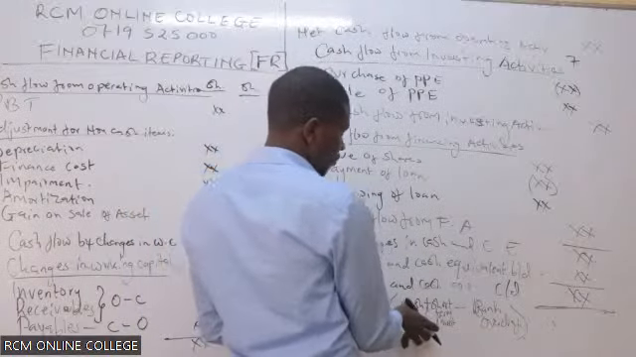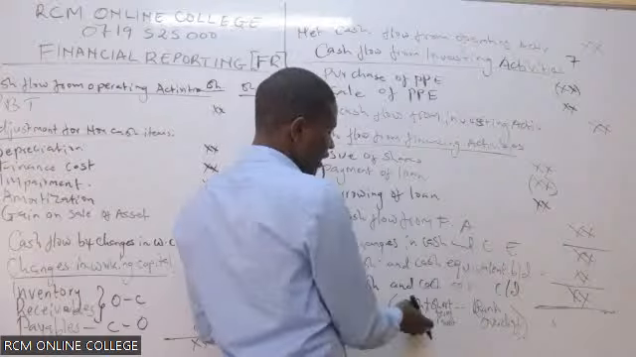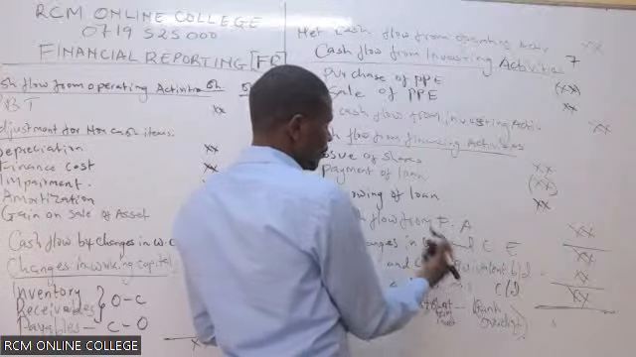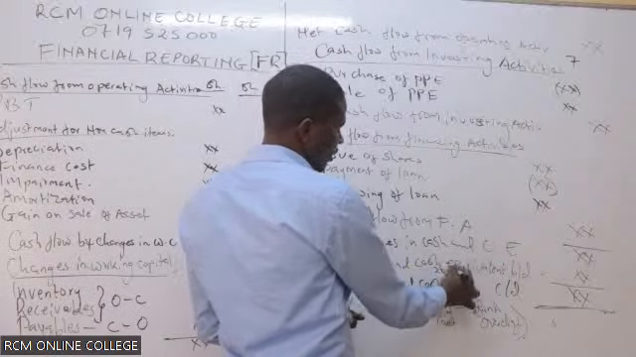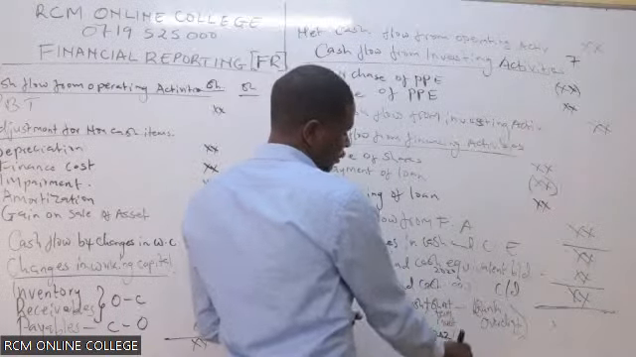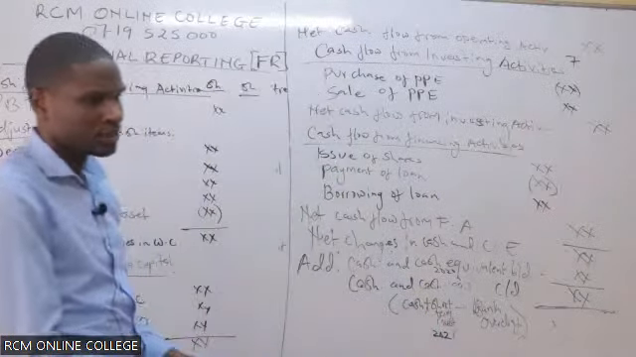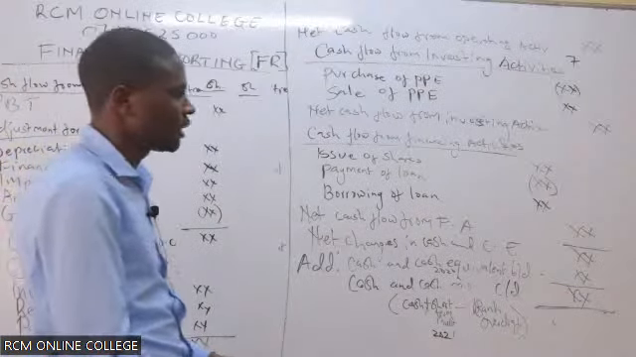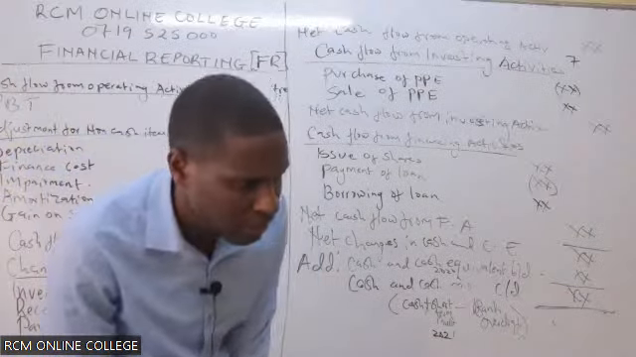Remember, this is for the current year and this is for the previous year. If the previous year is 2020 and the current year is 2021. Now we shall be looking at a question in our next lesson, because you can see our time is up.